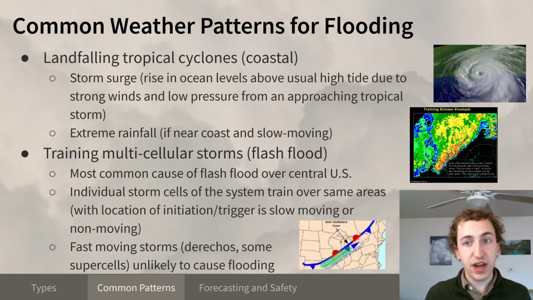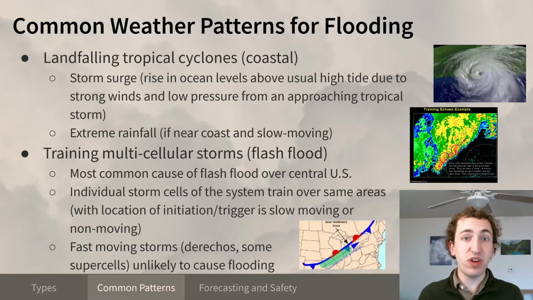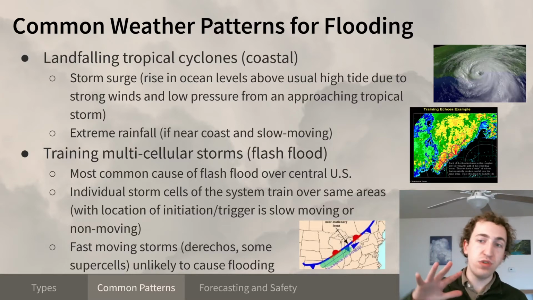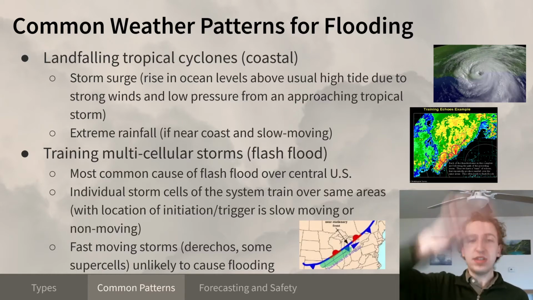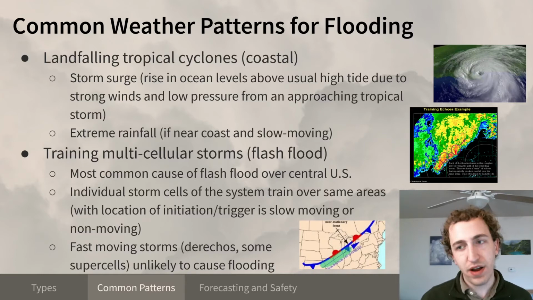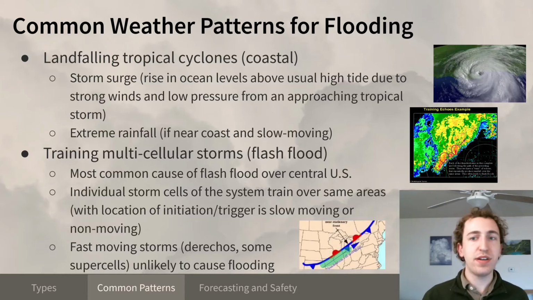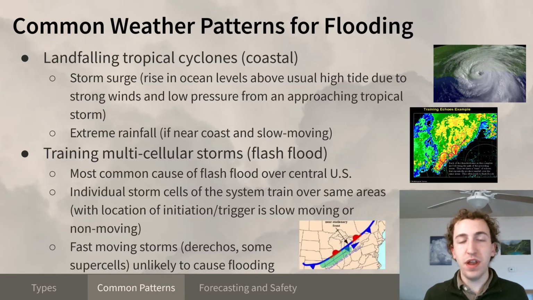Landfalling tropical cyclones oftentimes bring with them a lot of extreme rainfall. So not only are you forcing ocean water farther into the coast, you're also dumping a lot more water onto an area. For example, Hurricane Harvey, just a couple years ago, was a big example of this, where you had combined really extreme rainfall that caused lots of flooding and lots of impacts to people.